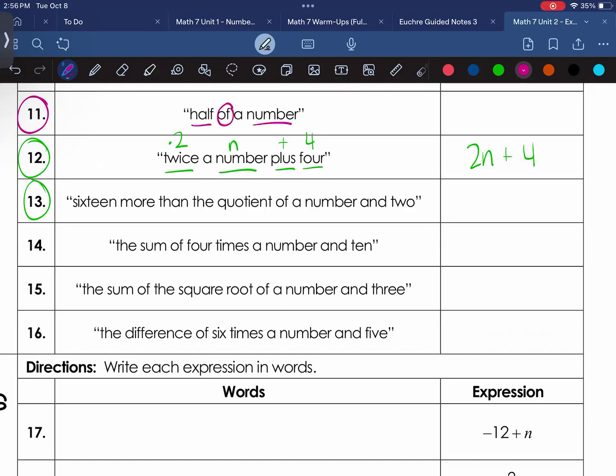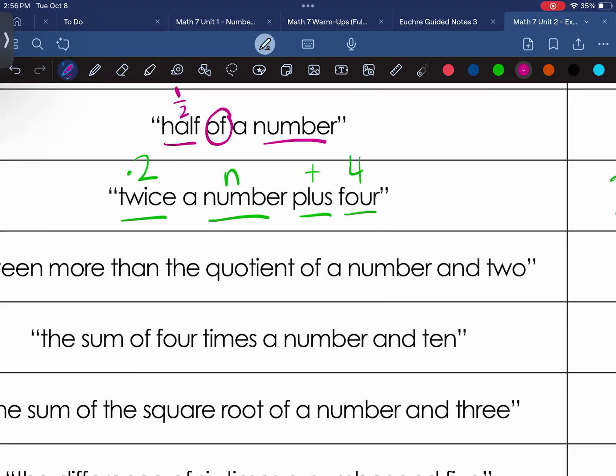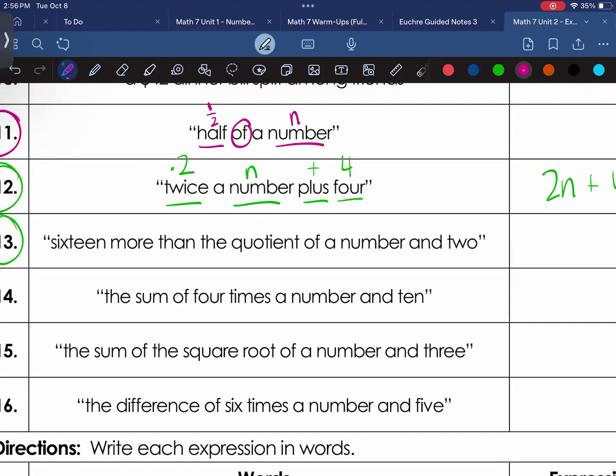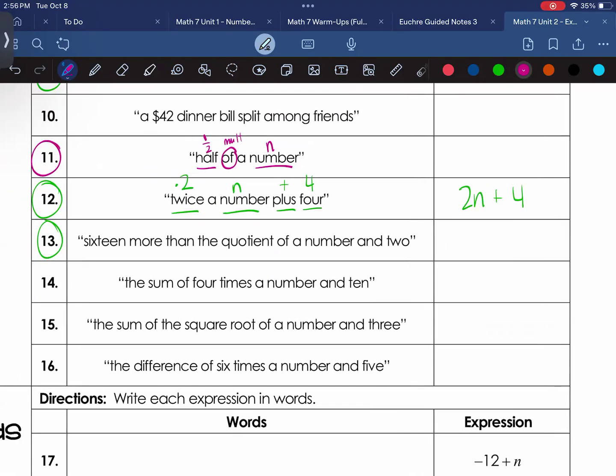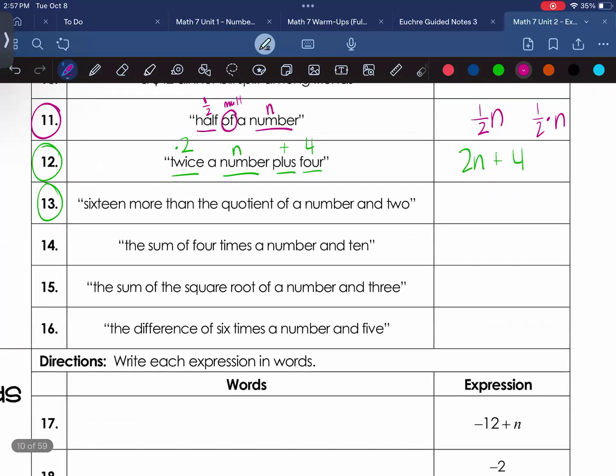All right, so half, that means 1 over 2, right? That's 1/2. Of a number, we'll call n. What does of mean to do? We already know that means to multiply, right? So if we have half of a number, that just means to do 1/2 of n. So 1/2 times n. If you need to write it with a symbol to help you know it's multiplication, that's fine.